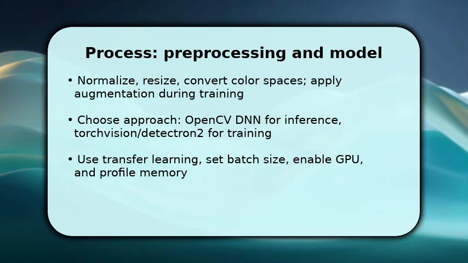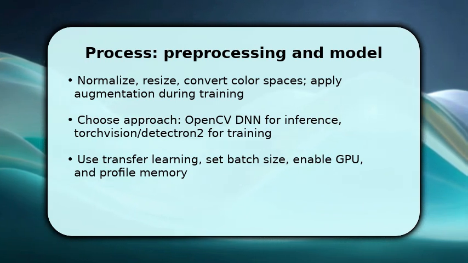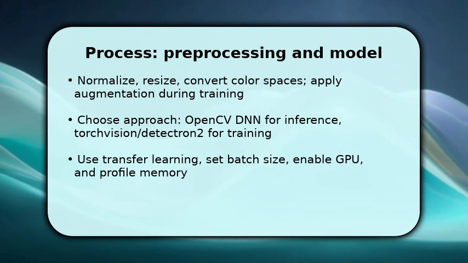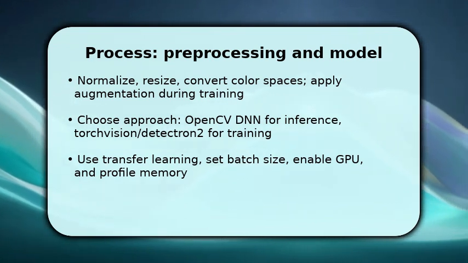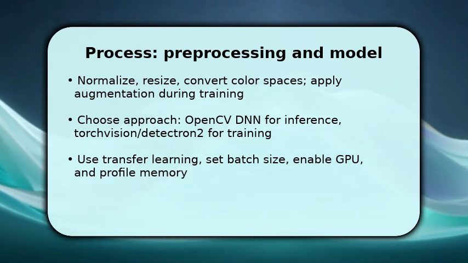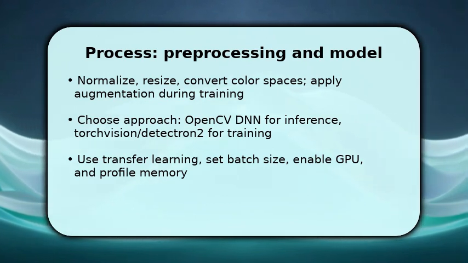Next, choose the right tool, OpenCV DNN or ONNX for lightweight inference, TorchVision or Detectron2 for training and complex detection. Use transfer learning to reduce data needs, set a sensible batch size for your GPU, and profile training memory and throughput. This ensures steady progress without unexpected OOM errors.